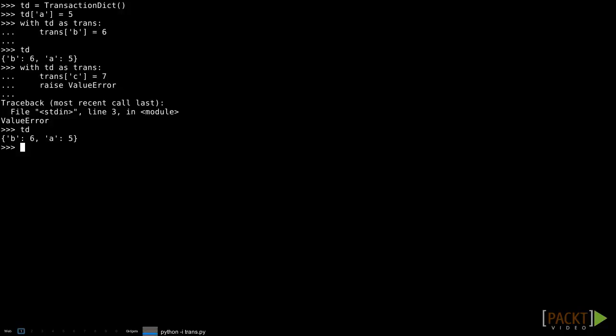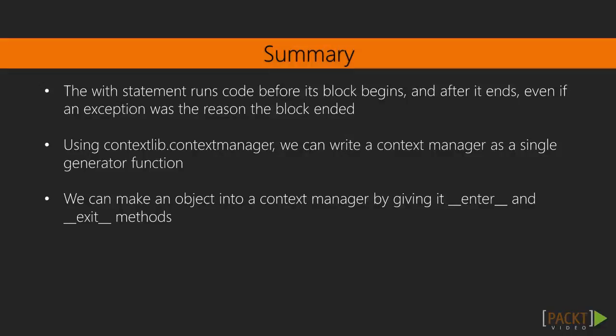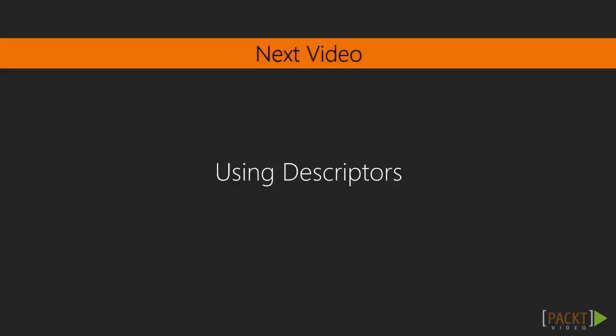Now that we have a good grasp on the mechanics of context managers, we only have one more piece of programmable syntax to cover. So the with statement contains a code block, and runs code both before that block begins and after it ends, even if an exception was the reason why the block ended. Using the contextlib.contextmanager decorator, we can create a context manager using a single generator function in simple syntax. We can also make an object into a context manager by giving it double underscore enter and exit methods. In the next video, we'll change the way variable accesses work by using descriptors.